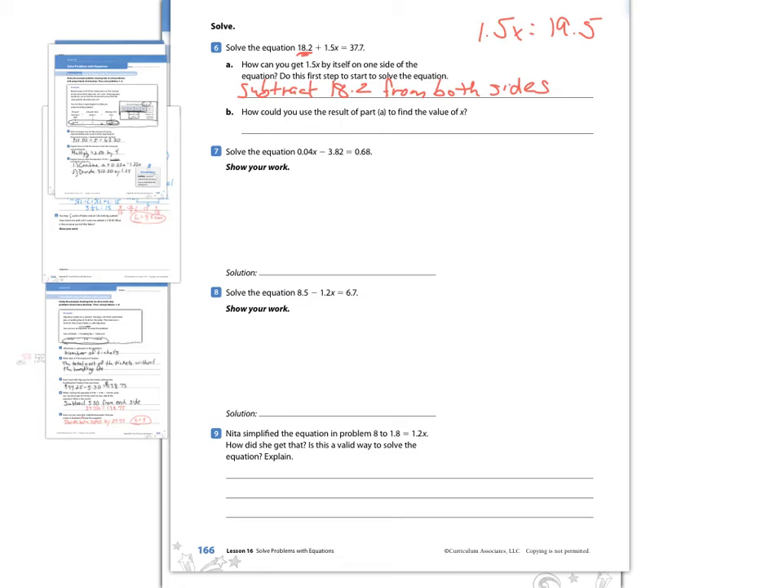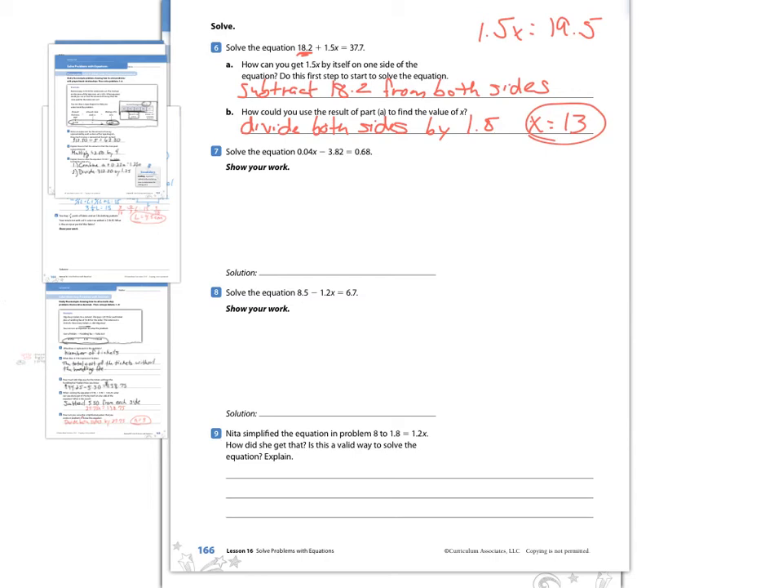Well, to find the variable, I have to isolate the variable by using inverse operations. So once again, the variable is being multiplied, which means I'm going to divide both sides by 1.5. The value of x, if I divide both sides by 1.5, comes out to equal 13.